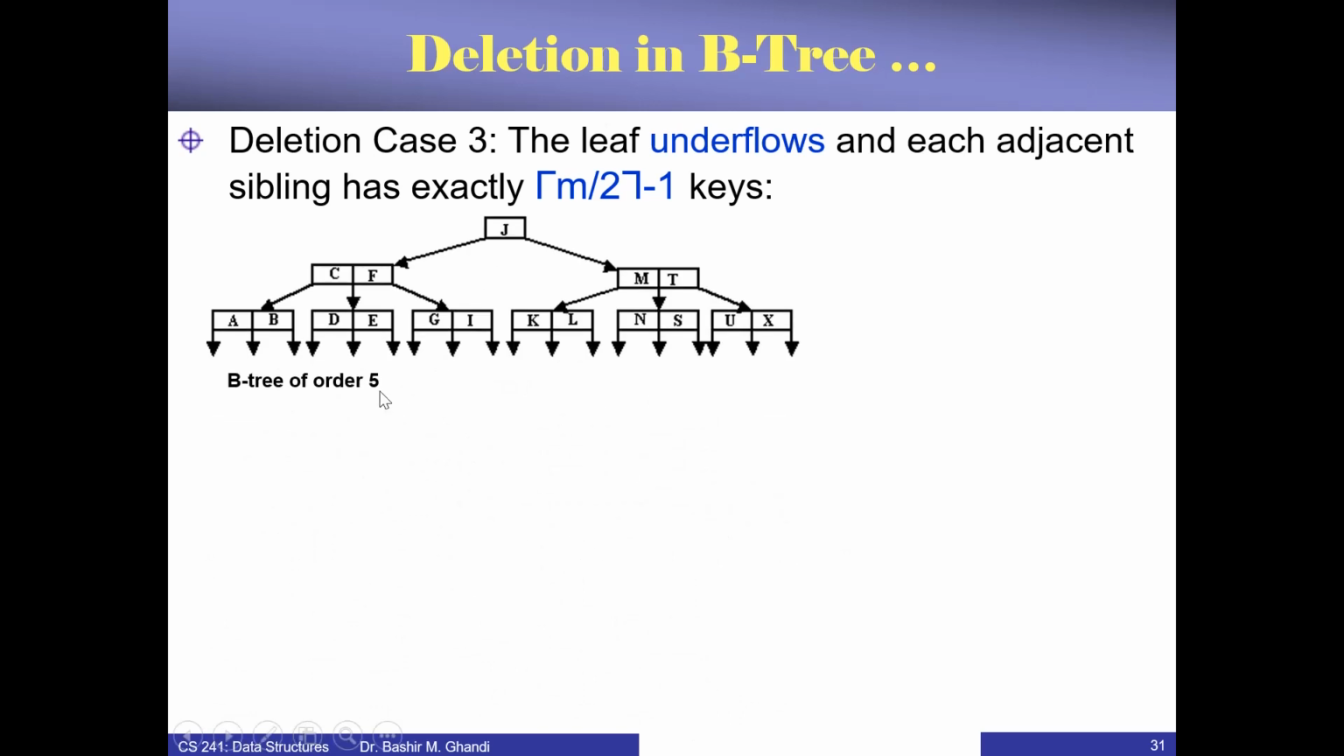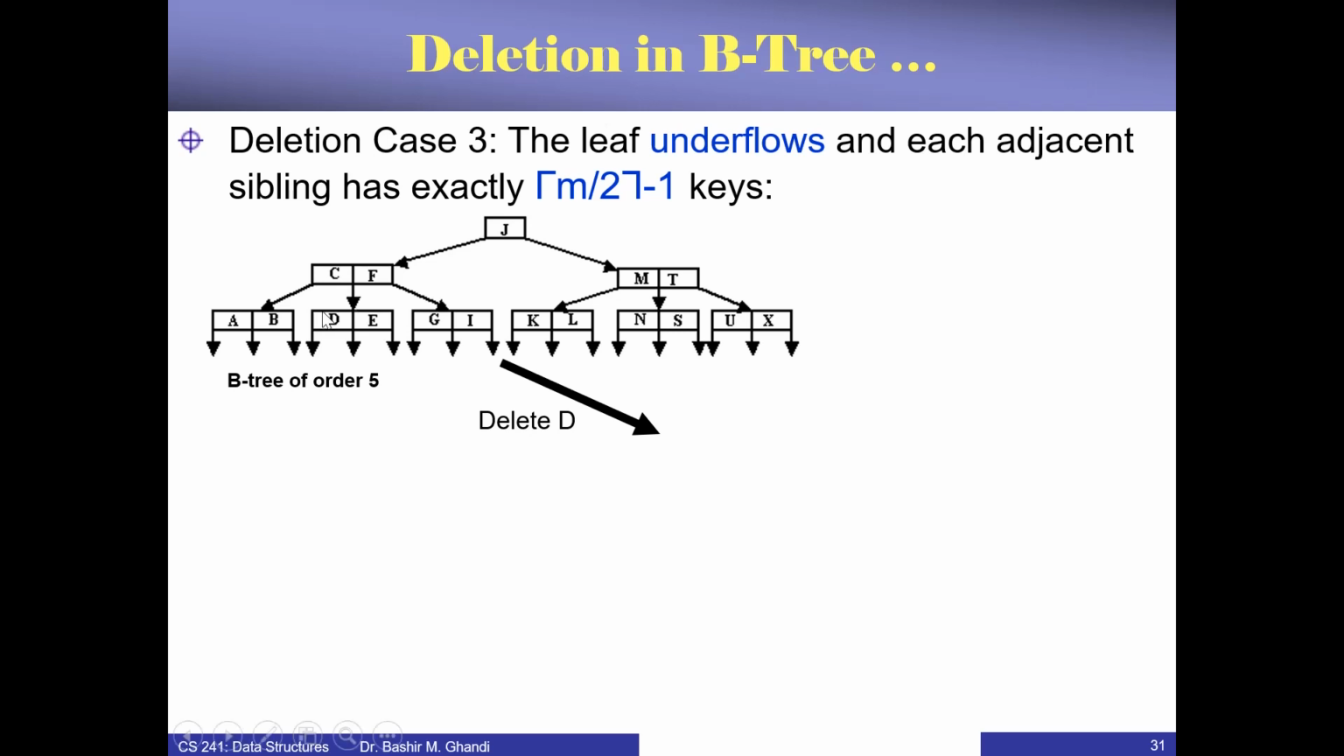Again, B3 of order 5, but this time with letters. Let us say we want to delete D. Obviously, it will make this node underflow, and you cannot borrow from the left or from the right. Again, I emphasize, before you attempt merging, you have to always check, can you borrow from the siblings? Only if you cannot borrow from the siblings, then you merge.